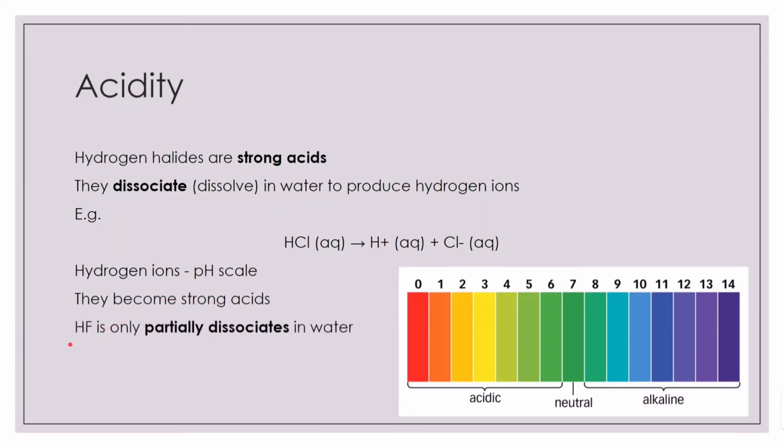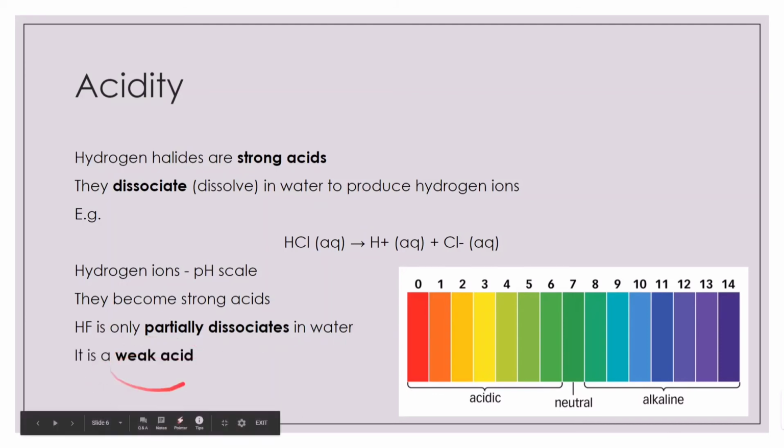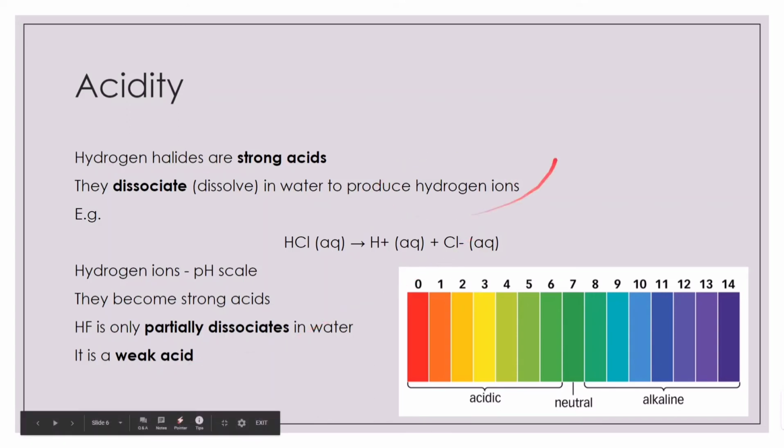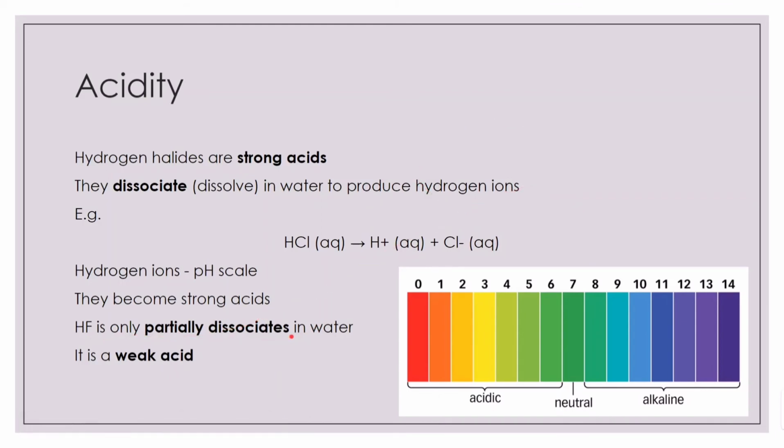But hydrogen fluoride is an exception to this rule because it only partially dissociates in water. So this makes it a weak acid. Whereas the other hydrogen halides will dissolve fully in water, producing loads of hydrogen ions, hydrogen fluoride will only partially dissociate, creating fewer hydrogen ions, so it will be less acidic. It will be less far down the pH scale.